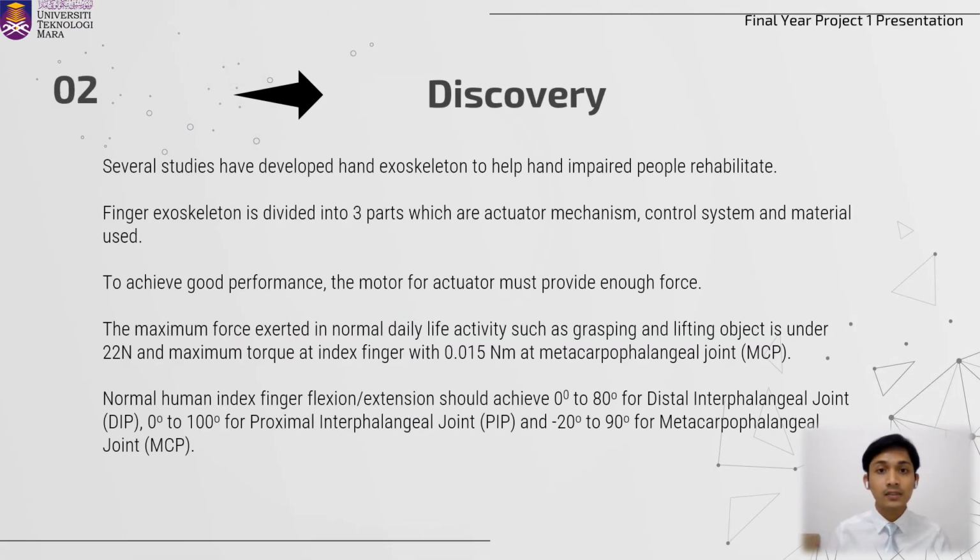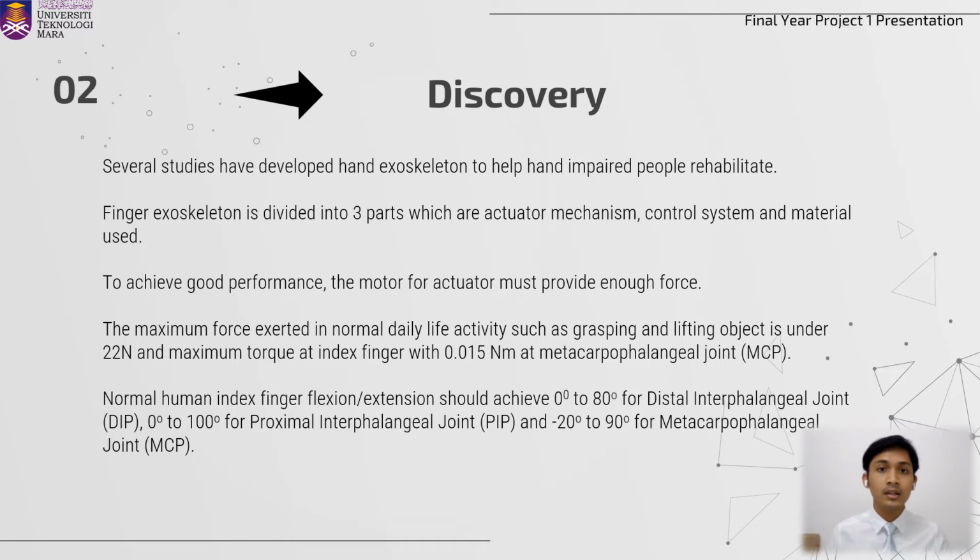It is found that several studies have developed hand exoskeleton to help hand-impaired people rehabilitate. Essentially, finger exoskeleton is divided into 3 major parts, which are actuator mechanism, control system, and material use. Many finger exoskeleton use various types of actuator. To power the actuator, the motor must provide enough output force to achieve better performance.